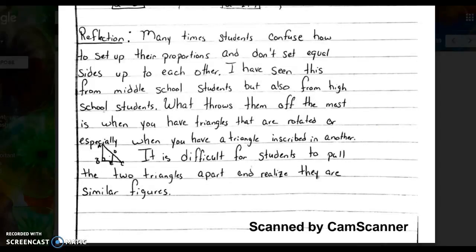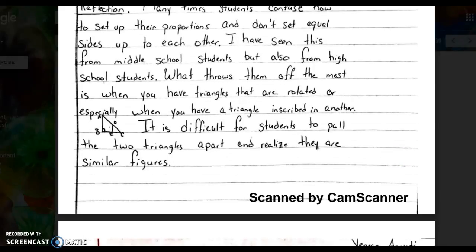So what throws them off the most is when you have triangles that are rotated, or especially what I've seen throws them off tremendously is when you have a triangle inscribed in another. And so I drew a little picture of when you have an inscribed triangle. It's difficult for students to pull the two triangles apart and realize that they're similar figures.